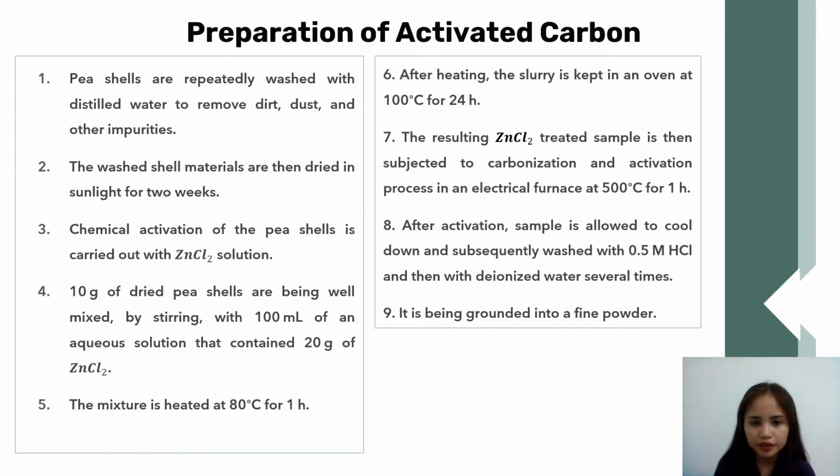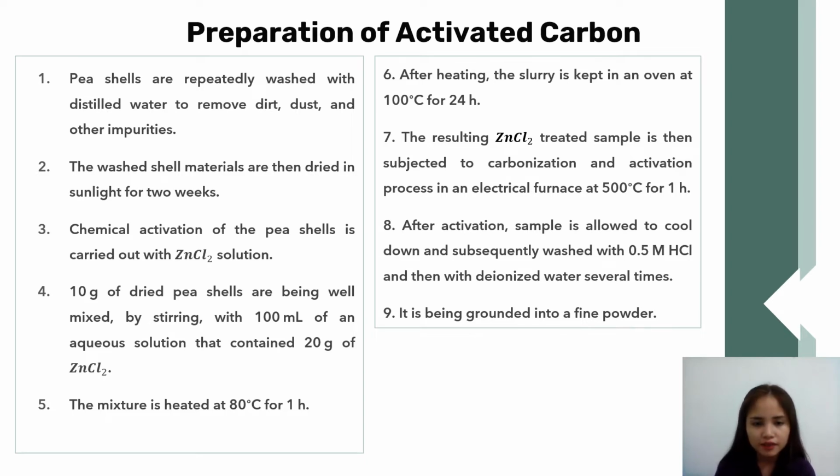Next is the preparation of activated carbon, which is obtained from pea shells. So firstly, pea shells are repeatedly washed with distilled water to remove any dirt, dust, and other impurities. The washed shell materials are then dried in sunlight for approximately 2 weeks.